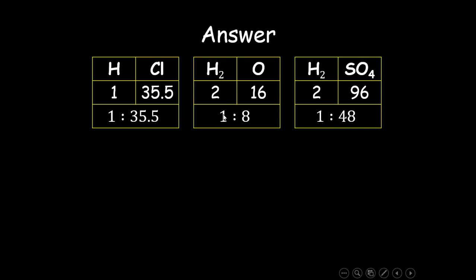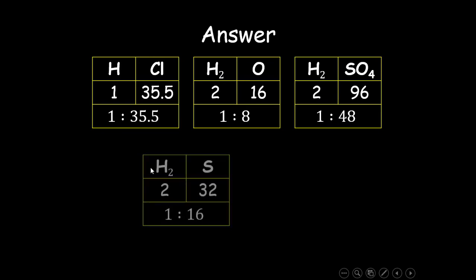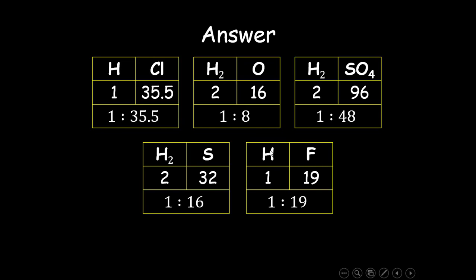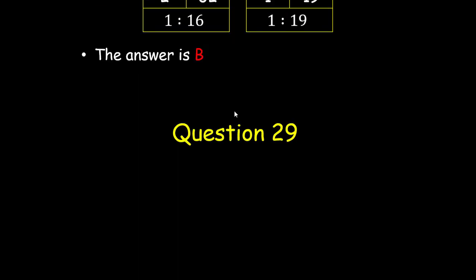That's less than before. Here we have H2SO4, ratio 2 to 96, 1 to 48. H2S, 2 to 32, 1 to 16. HF, 1 to 19. So from these ratios we see that hydrogen has the highest percentage in the compound water. So the answer is B.